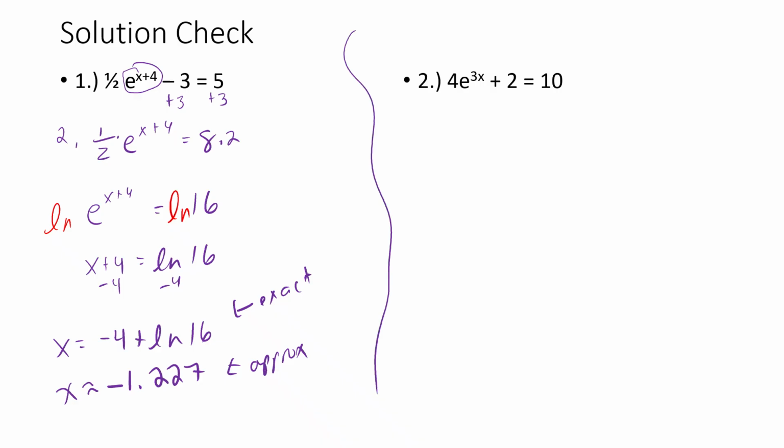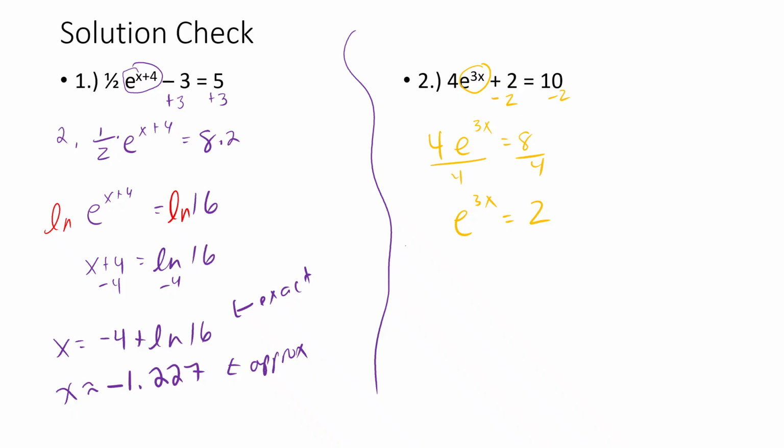Okay. Moving on. Second one, there's my exponential. I need to be able to isolate that first. So we'll start here by subtracting 2 from both sides. So 4e to the 3x is equal to 8. And then divide both sides by 4 to get e to the 3x equals 2.